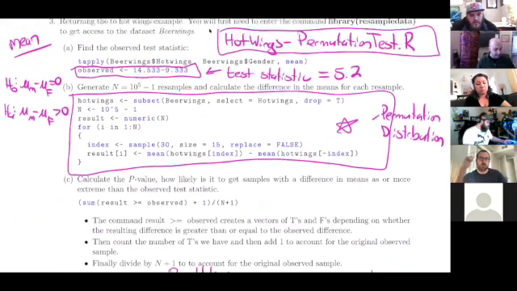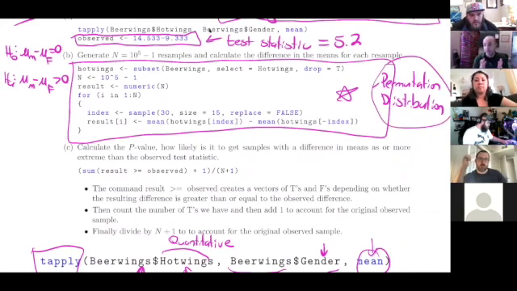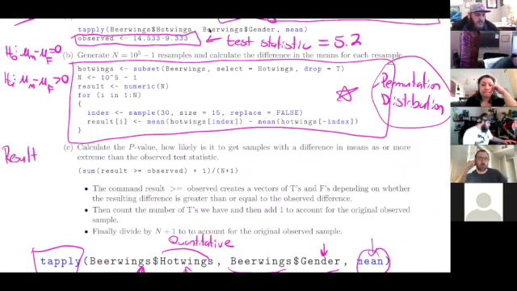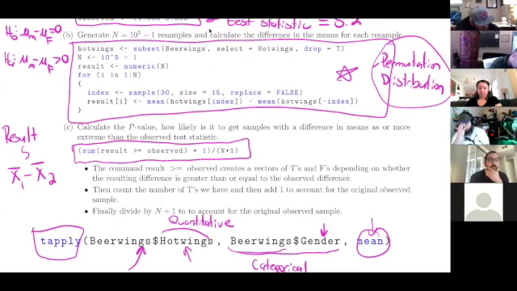Okay, so that is the setup of the permutation distribution, and then we've got this vector result, which is really our permutation distribution. It's storing all of these differences. So it's storing the distribution of all these differences. And then we calculate the p-value over here with this command. So what this command is doing, maybe I should pull this out.